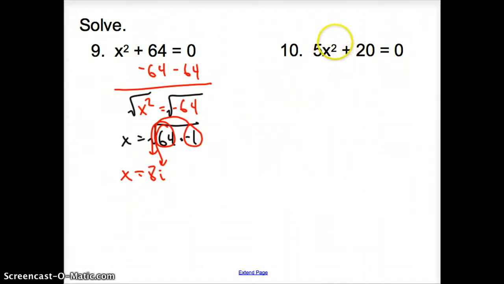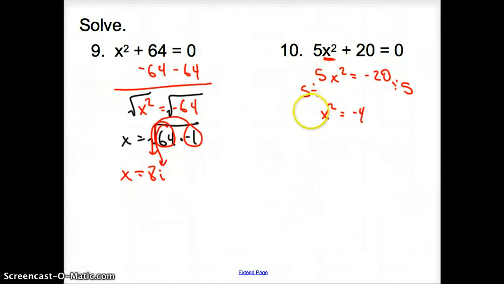Our goal in these problems is to get x squared by itself. So the first thing we have to do is subtract the 20 over. So we have 5x squared equals -20. In order to get x squared by itself, we have to divide by 5. So we divide both sides by 5. So we get x squared equals -4.